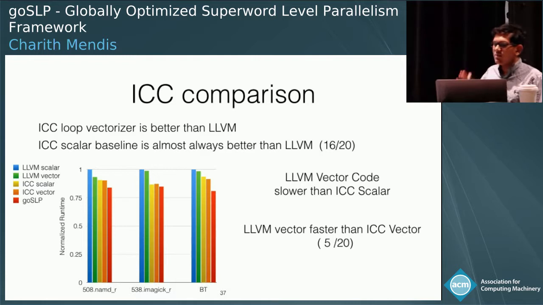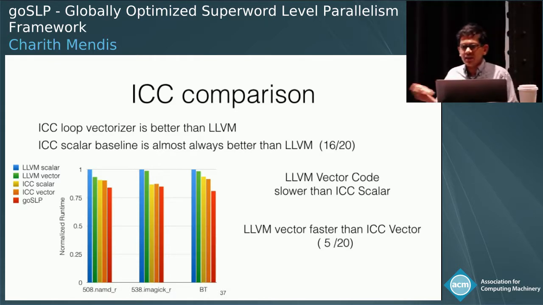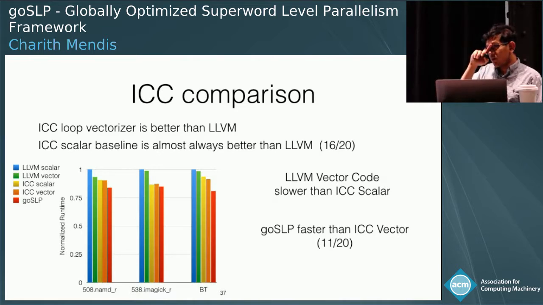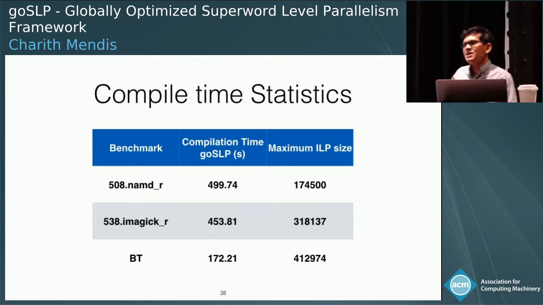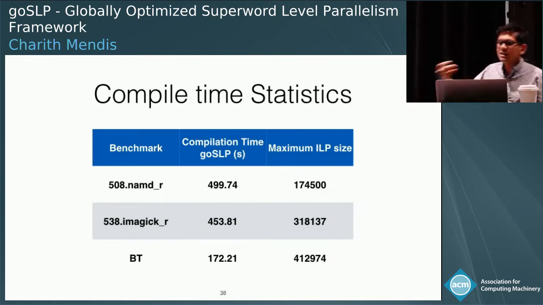More generally, LLVM only performs better in 5 benchmarks out of 20 compared to ICC's vectorized code. But if we swap LLVM's SLP pass with goSLP, we increase the number of benchmarks that run faster than ICC by almost twice. Our compiler solution leverages ILP, so it's exponential and can lead to slower compile times. These compile times are not suitable for JIT compilation, but if you want to get the last bit of performance, 8 minutes is acceptable.